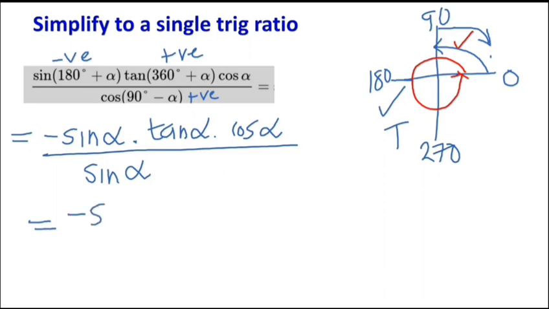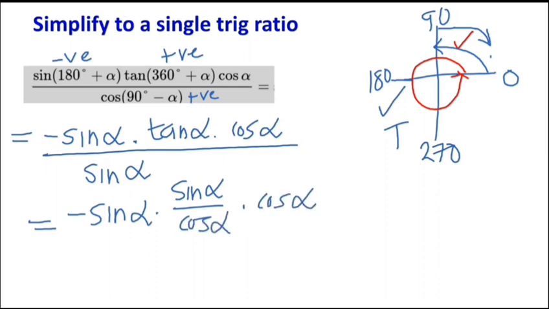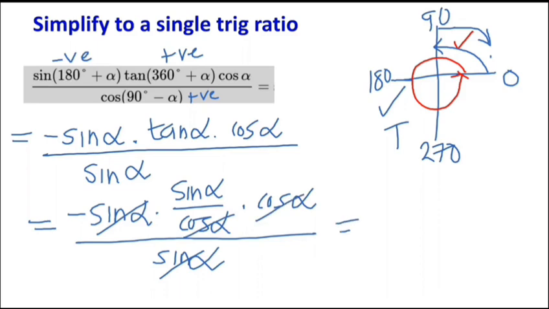Now, I can see that at the top I've got a tan of alpha, which I can simplify to a sine of alpha over cos of alpha, times a cos of alpha. All of that is underneath this sine of alpha. So this sine alpha can divide that sine alpha. I remain with a negative one. That cos alpha can divide that cos alpha. This simplifies to minus sine alpha.